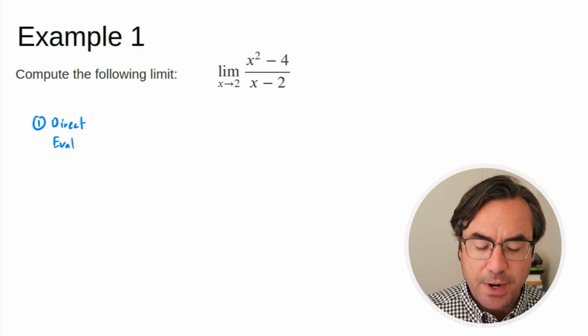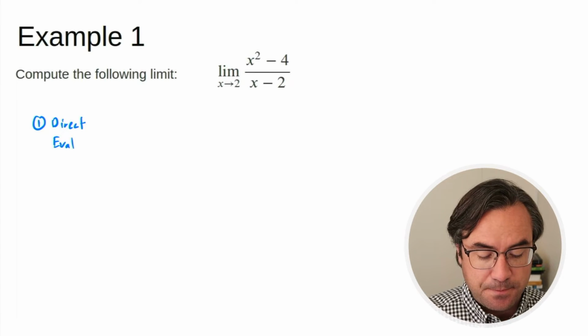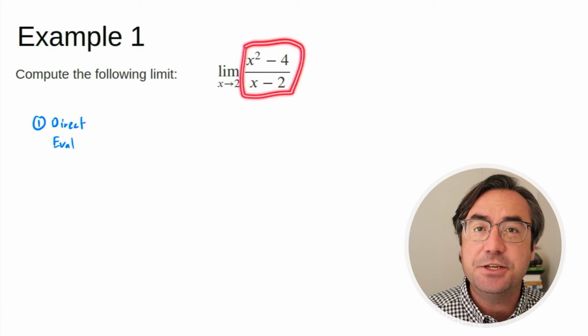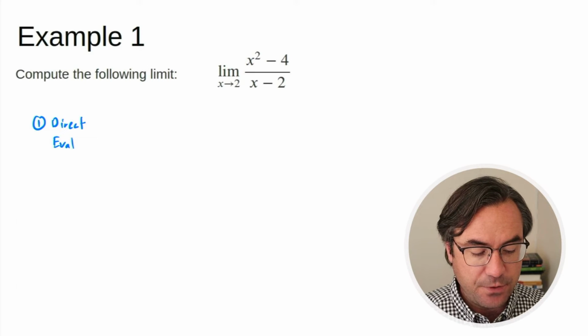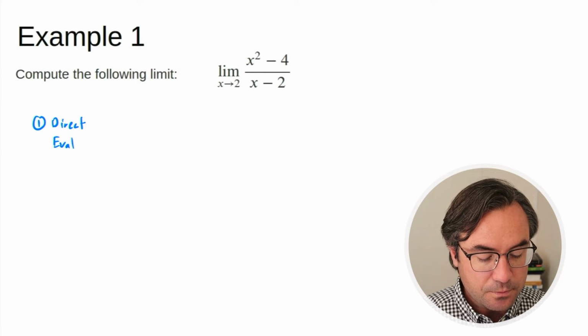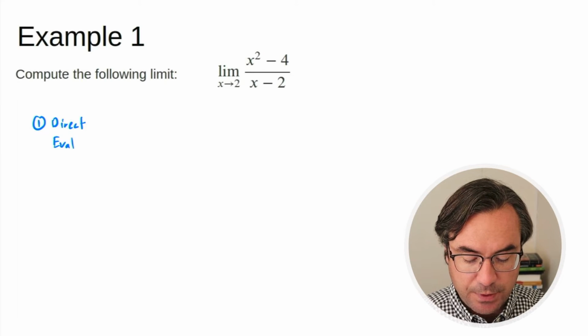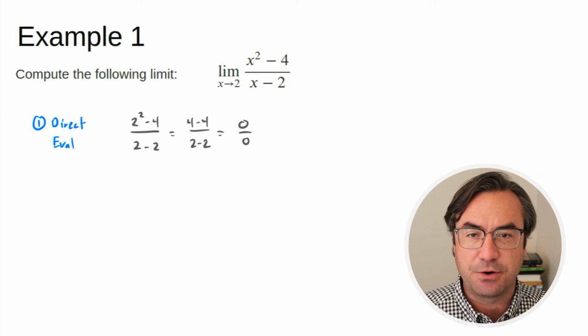By direct evaluation, we take the number that x is approaching, and we just plug it into the function that we're considering here. So if we try our direct evaluation, let's see what we get. We get 2 squared minus 4 over 2 minus 2, which ends up being 4 minus 4 over 2 minus 2, which is 0 over 0.